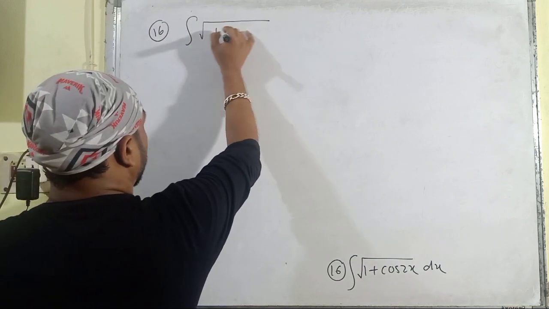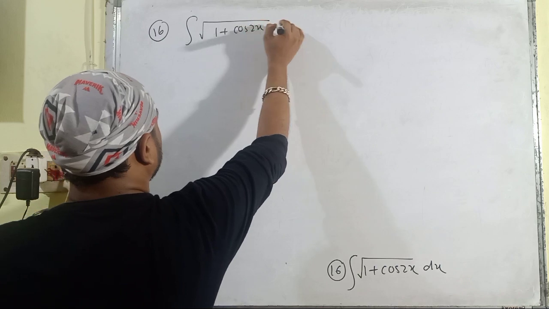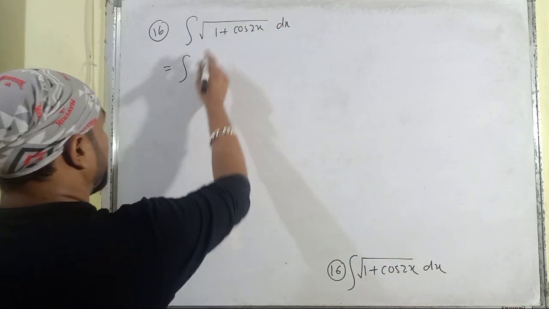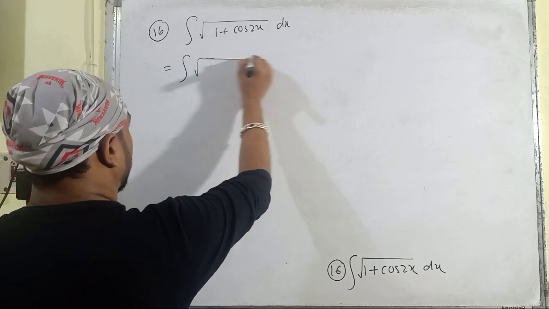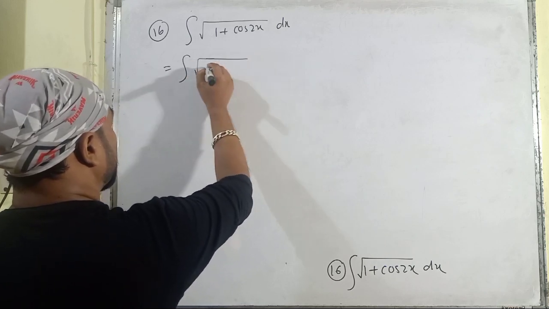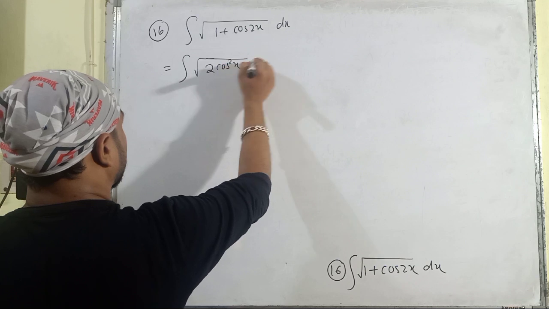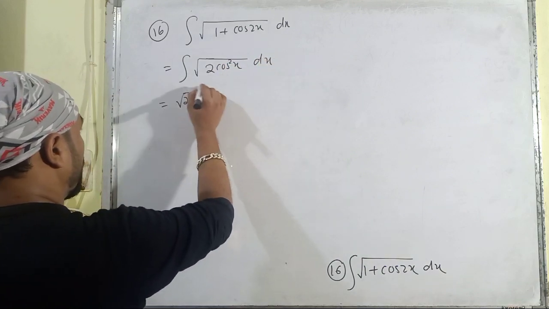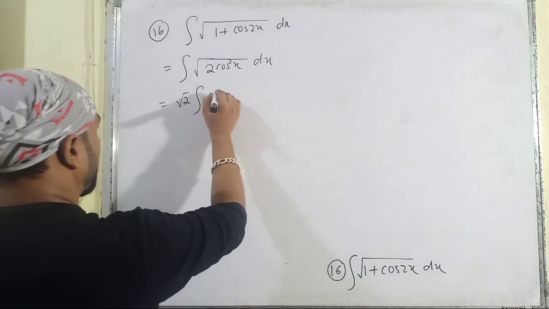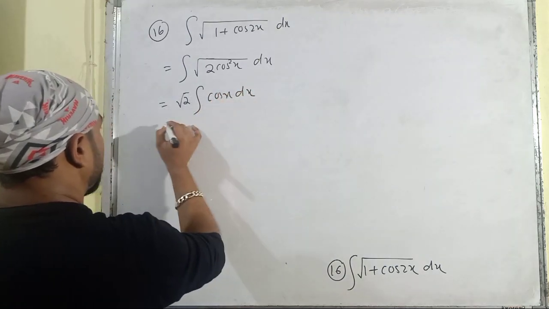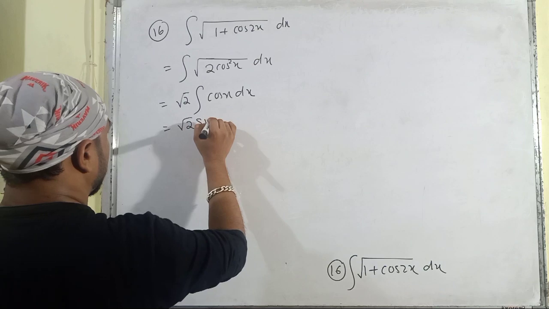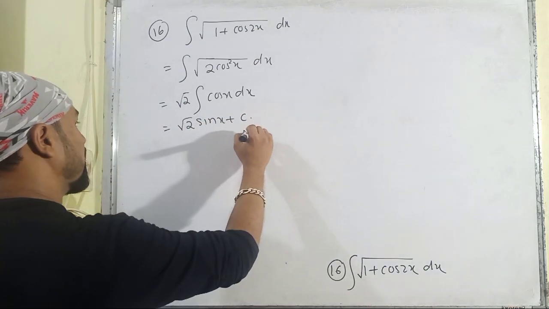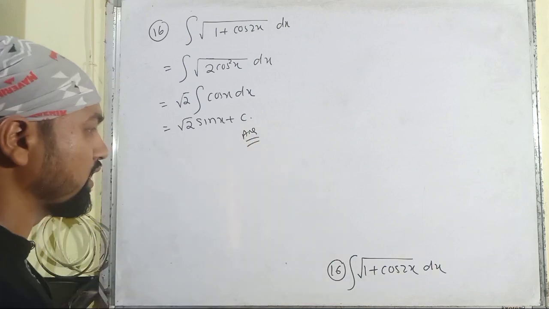Integral of square root of 1 plus cos 2x with respect to x. The value of 1 plus cos 2x is 2 cos square x, and its integral with respect to x. Then root 2 multiplied with the integral of cos x dx will be root 2 sin x plus any constant c, and this will be the answer for problem number 16.